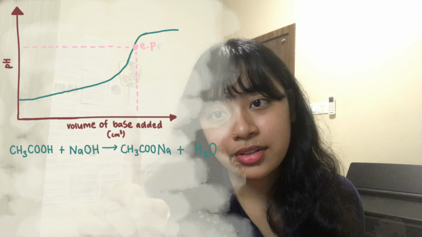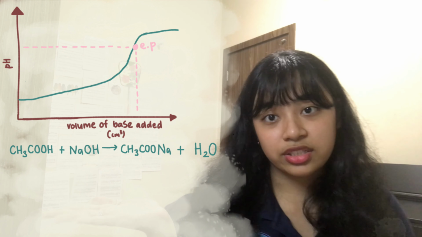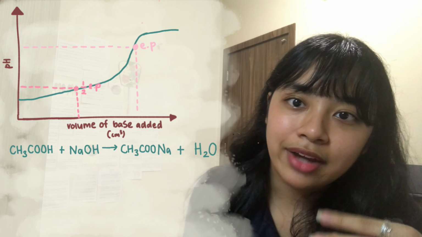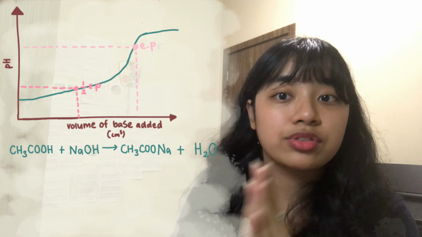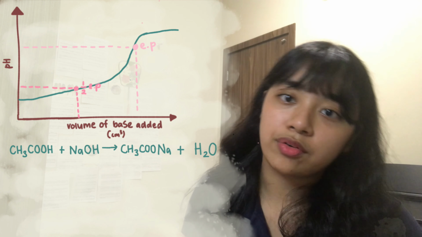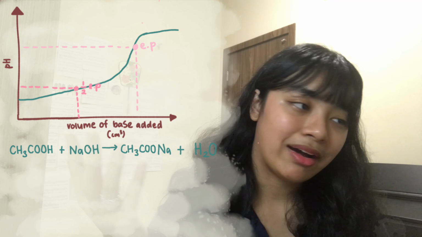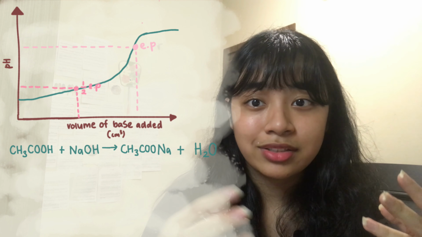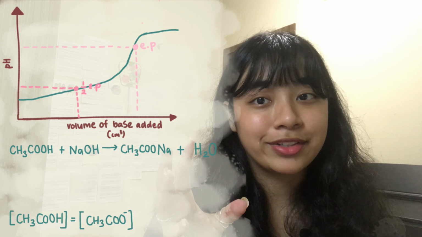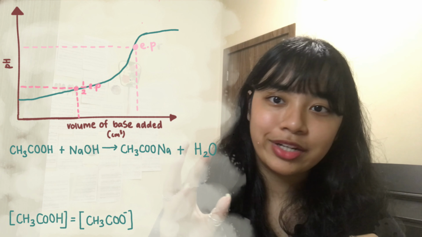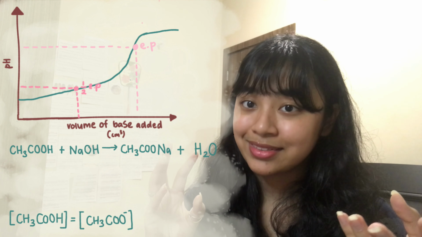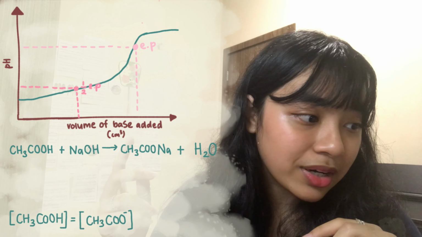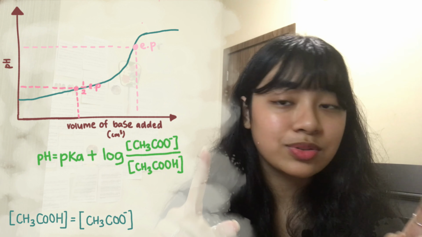However, the interesting bit is not the neutralization reaction, but the half neutralization reaction. So theoretically speaking, we can assume that at the half neutralization point, only half of the ethanoic acid has reacted with sodium hydroxide. That means that the concentration of ethanoate ions is the same as the concentration of ethanoic acid. So this is actually really significant because we can plug it into this equation.